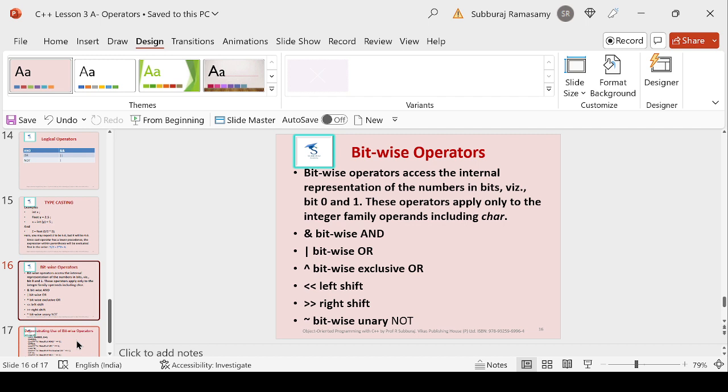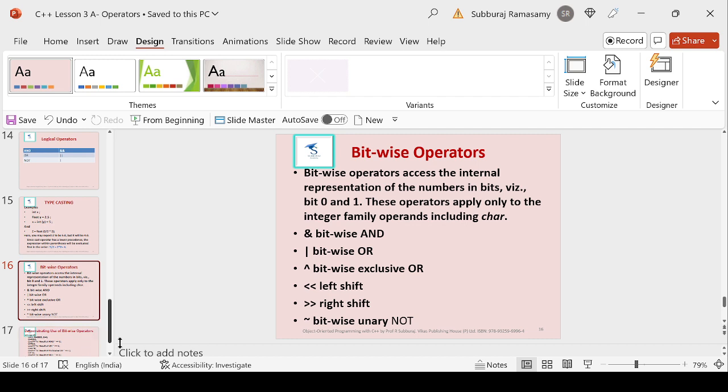For example, in x and y, it means if both are true, so the whole x is taken. But the bitwise operators look at the internal representation of bits, only ones and zeros. These operators apply only to the integer family, including char. So you can use characters or integers with the bitwise operators. This is the fourth type of operators we are seeing in this lesson.